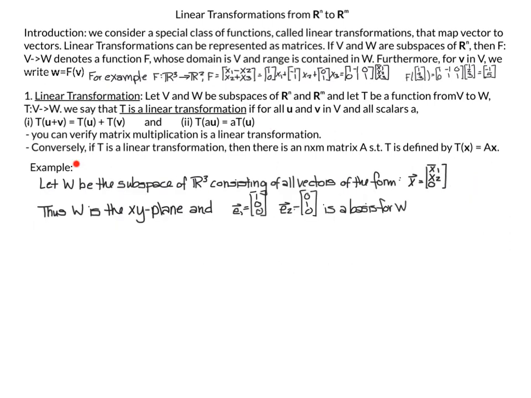For our next example, we're going to let W be the subspace of R3 containing the vectors of the form x1, x2, 0. You can see that W is the xy plane, since z is always equal to 0. The vectors E1, which is 1, 0, 0, and E2, 0, 1, 0, form a basis for W. We're going to consider a linear transformation T from R3 to R2, from this space R3 down to R2. And as you might guess, maybe we're just going to look at it in the xy plane.